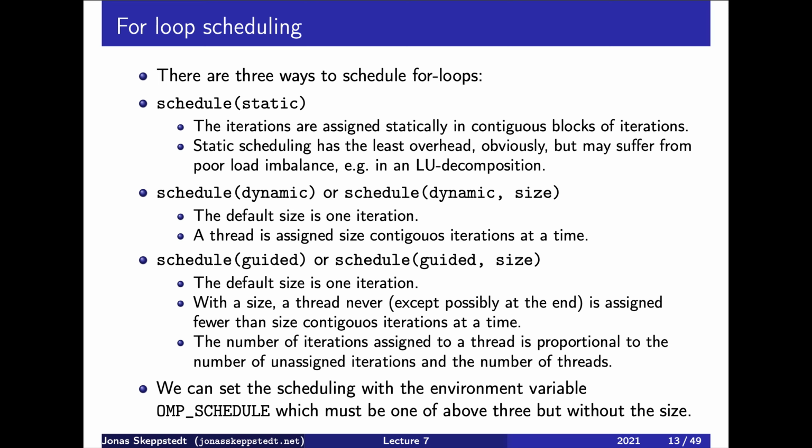That's the intent, but if it's not evenly divided, then it may not be the same. This has the least overhead, but can cause load imbalance. Another way is to use dynamic scheduling, and then you can think of it as there is a work queue, and each thread goes and gets size number, this size here, of iterations and works on them, then goes back and takes another size number of iterations. If we don't specify, the size is 1.